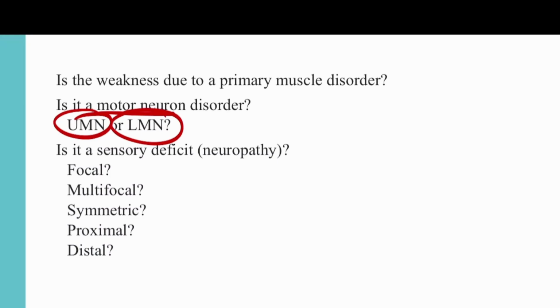If it's a sensory deficit, your neuropathies, is it focal? Is it just my right foot? Is it multifocal? Is it symmetric? Are both sides affected or just one? Proximal, distal, where are you having your problems? Be very descriptive as far as what the patients complain of. If they complain of leg pain, well, the leg is very big. What part of the leg are they actually having problems with? So ask all these questions when you talk to your patients.